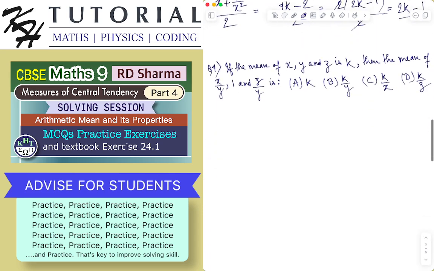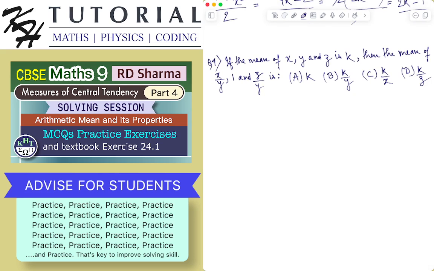Let's see the next problem. If the mean of x, y and z is k, then the mean of x by y, comma 1 and z by y is. So the mean of x, y, z, these are 3 observations, and the mean is given to be k. So we must have k equal to the sum of the 3 observations, that is x plus y plus z, divided by the number of observations, which is 3. So this implies, doing cross multiplication, we get x plus y plus z is equal to 3 times k.